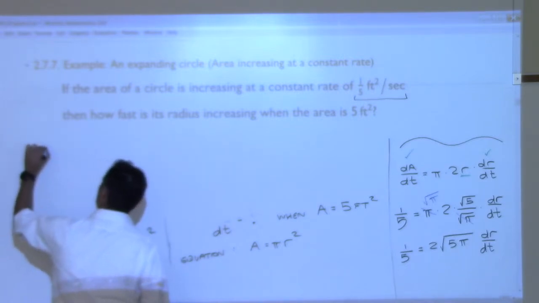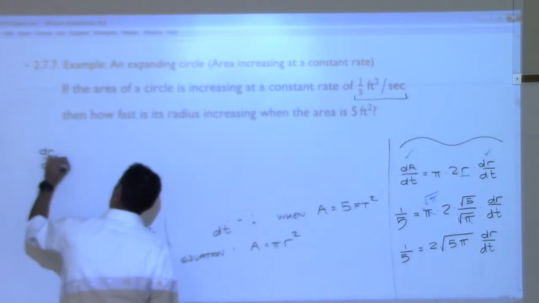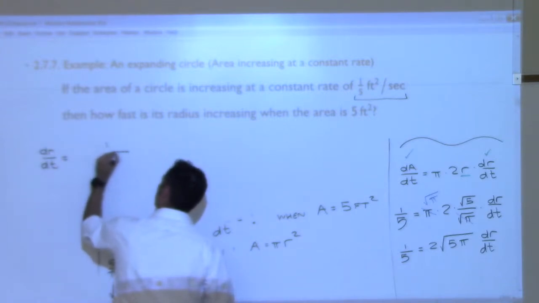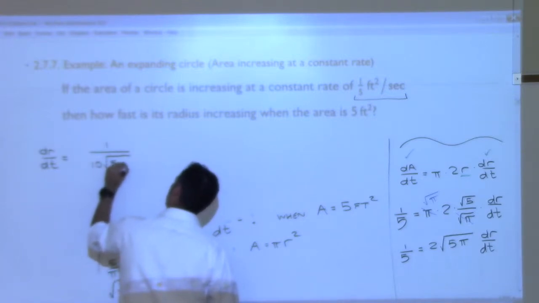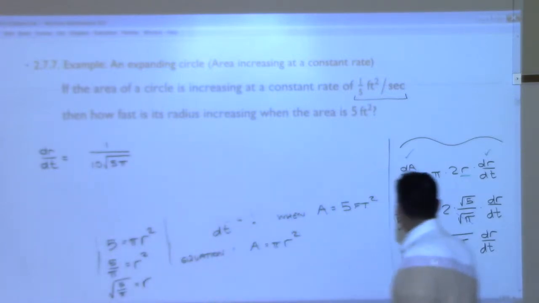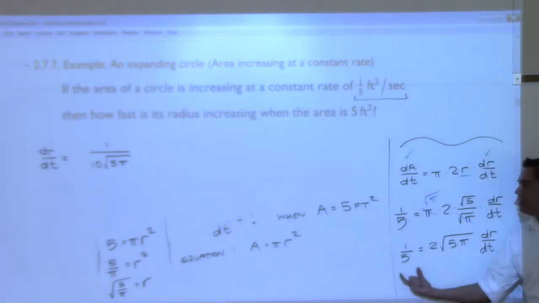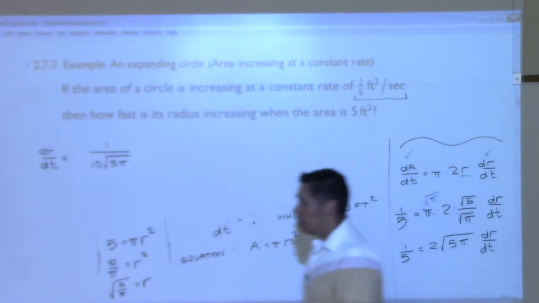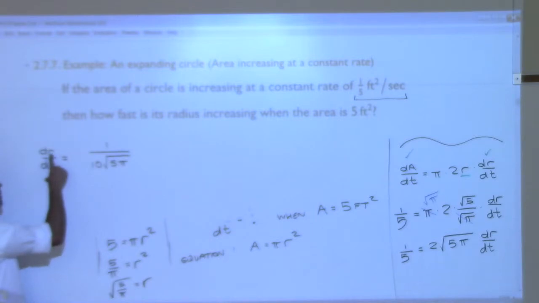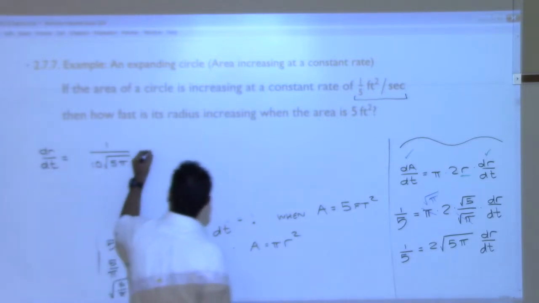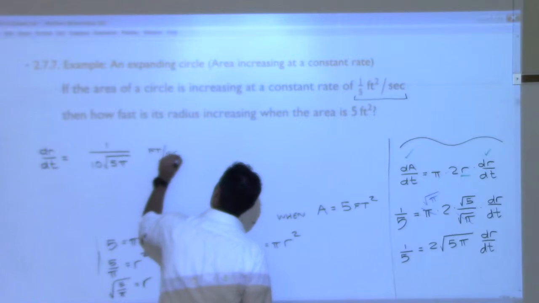So dr dt should be equal to 1 over 10 root 5 pi. Okay, that's what I get when I bring this over here. And then I need the units. So how do we get the units for this answer? Radius in this problem is measured in feet, and t is measured in seconds. So this is going to be feet per second.